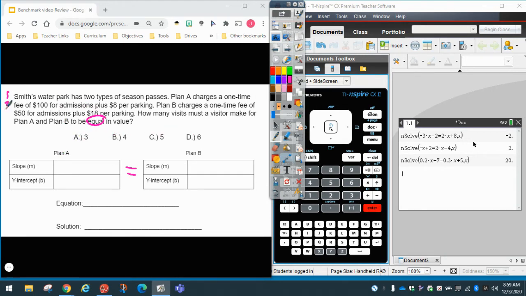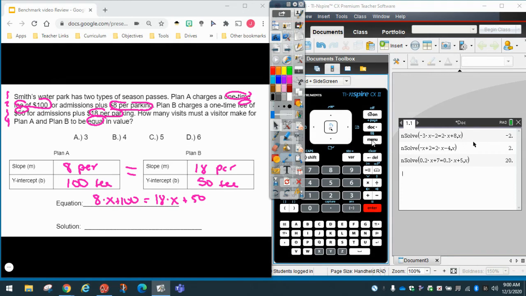So for plan A, they charge a one-time fee of $100 and they have the word $8 per parking. So again, per, each, every, and of, a. So per is my slope for plan A. So I have $8 per. And my extra number is the $100 fee. For plan B, they have a one-time fee of $50 and $18 per parking. So I have $18 per, and I have an extra number of $50, which is the fee. So now we have to write our equations in slope-intercept form. So 8 times x plus 100 is equal to 18 times x plus 50.